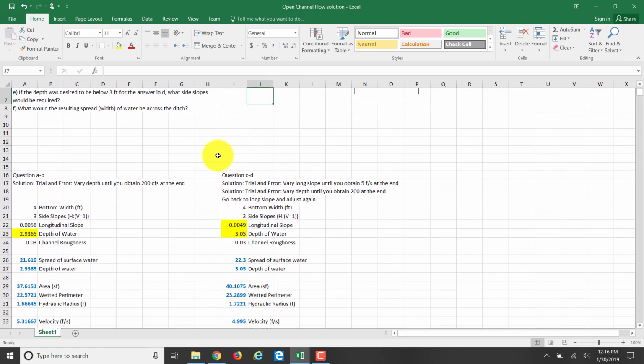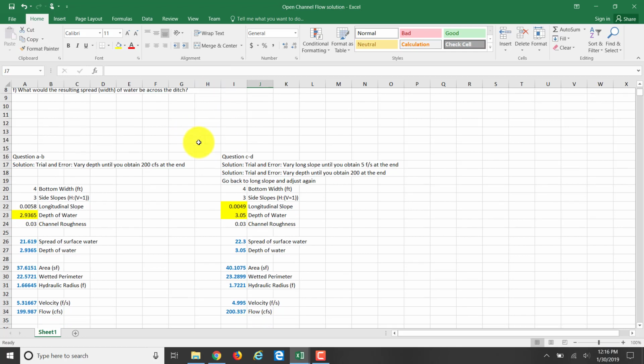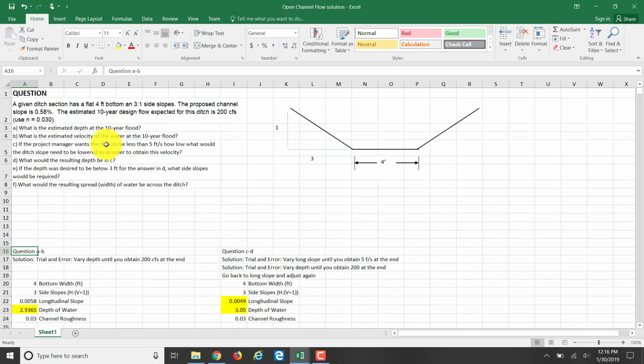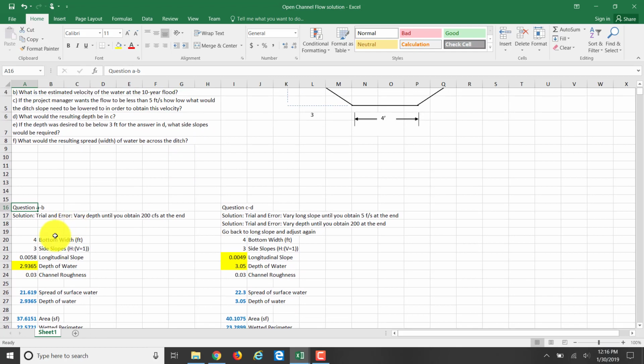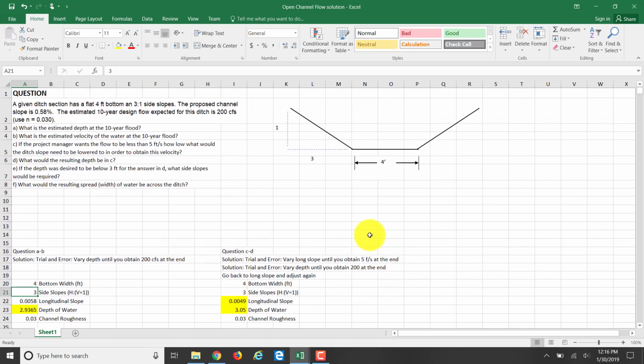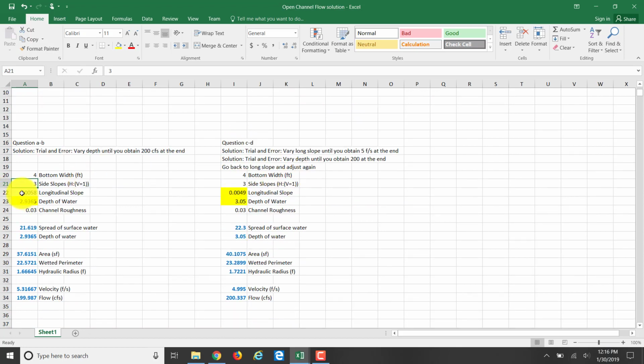So to get started, I've already filled these in, but I'm going to go over here and show you what the resulting equations are. The first one is questions A and B: what is the estimated depth of the water at the 10-year flood, and what is the estimated velocity of the water at the 10-year flood. I constructed cells here. I have the bottom width, so I have 4 feet. Here are my side slopes, which is a 3-to-1. My longitudinal slope is 0.058.